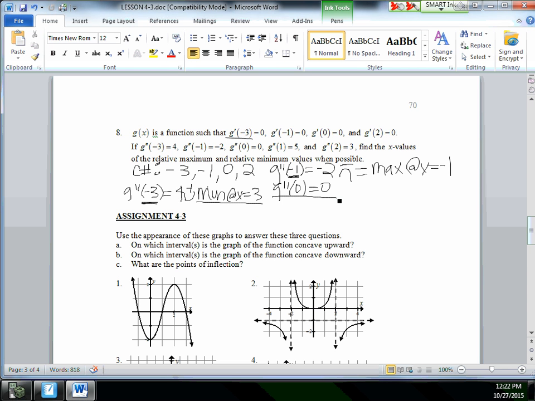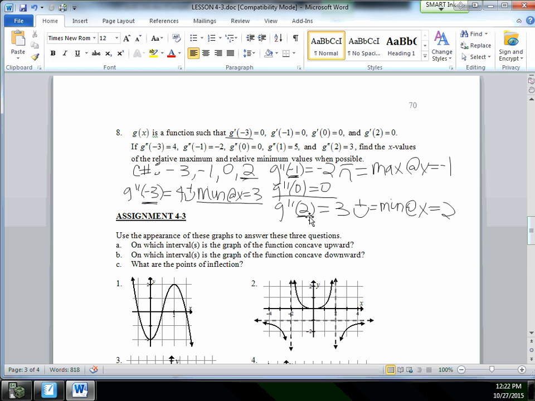And our last one we need to look at is g double prime of 2, which equals 3, which is a positive number, which means it's a min, because we're smiling, so we're in a valley, at the x value 2. So there we go for the second derivative test.